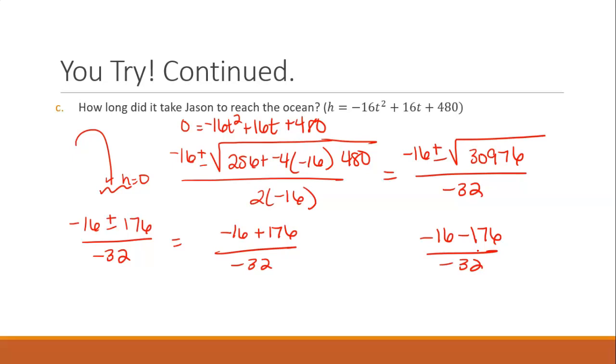So negative 16 plus 176, I hit enter. I get 160 for that divided by negative 32 and I get negative 5. I'm going to throw that one out because the question is how long did it take? And we can't go backwards in time, so we're not going to use that one. Negative 16 minus 176 divided by negative 32 gives me 6. So we know that it took Jason 6 seconds to reach the ocean. That's a pretty long fall.